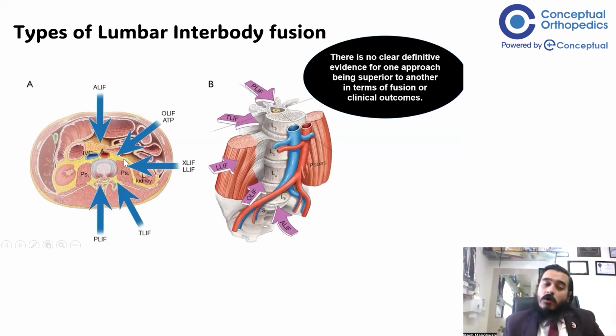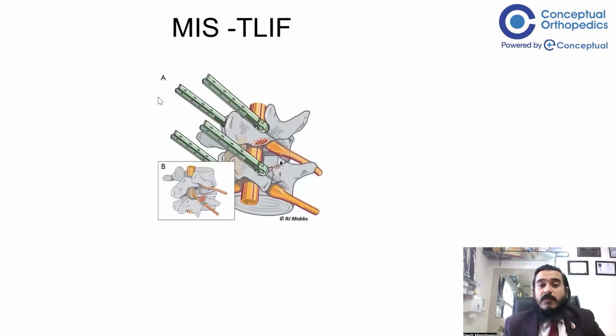So the objective is the same. You do a thorough decompression and you achieve a fusion. It depends on from where you're exactly approaching the spine. That makes a difference. MIS T-lifts, so minimally invasive T-lifts, we put in guide wires.